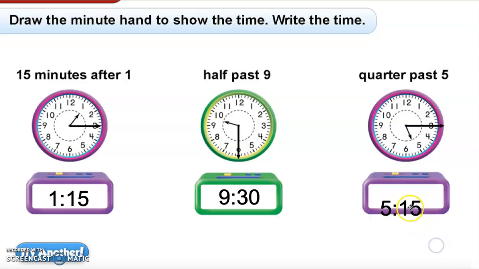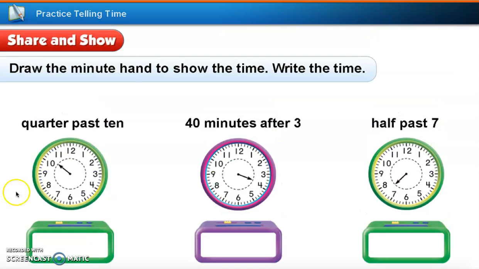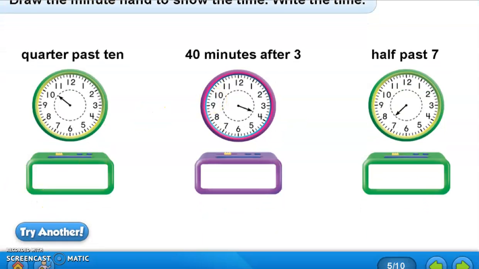So I know that this clock is showing 5:15. So again, 1/4, the minute hand is always going to be on the 3. 1/2, the minute hand is always going to be on the 6. That's just something that you can maybe keep in the back of your head for when you're working with time. Okay? All right, we'll do a couple more examples just like the ones we did.